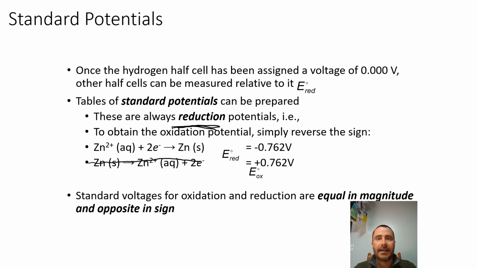the opposite sign. So when we need, and we will, the standard voltages for the oxidation of something, the voltage is the same as what we see for the reduction in a standard potential table, but it has the opposite sign. It's equal in magnitude, the same size, but the opposite sign. So if it was negative, it's now positive. If it was positive, it's now negative.